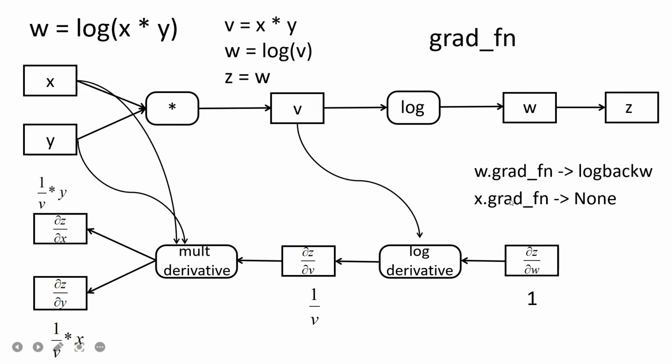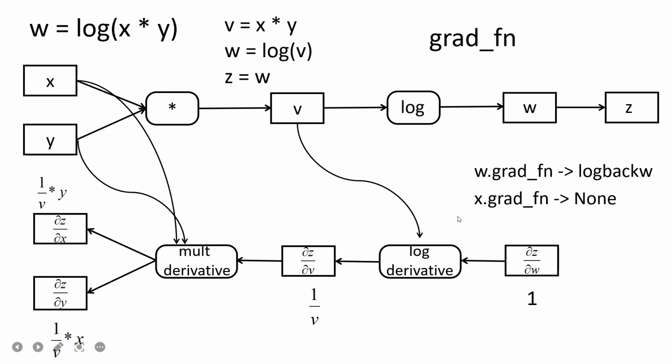Similarly, what was the function that led to the creation of W? Then PyTorch will see that log was used to create W. Then the w.grad_fn will be log backward, or log derivative. Now the question will be, what was used to create X? Well, there was no expression used to create X. X was just an independent variable. So the grad function will be none.